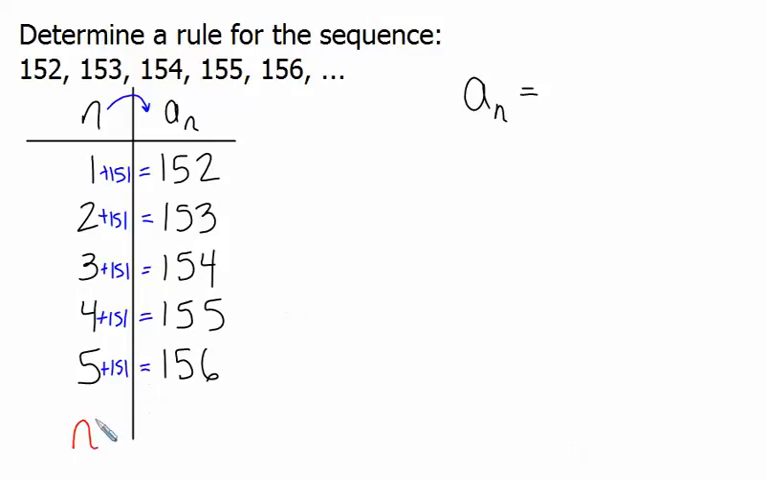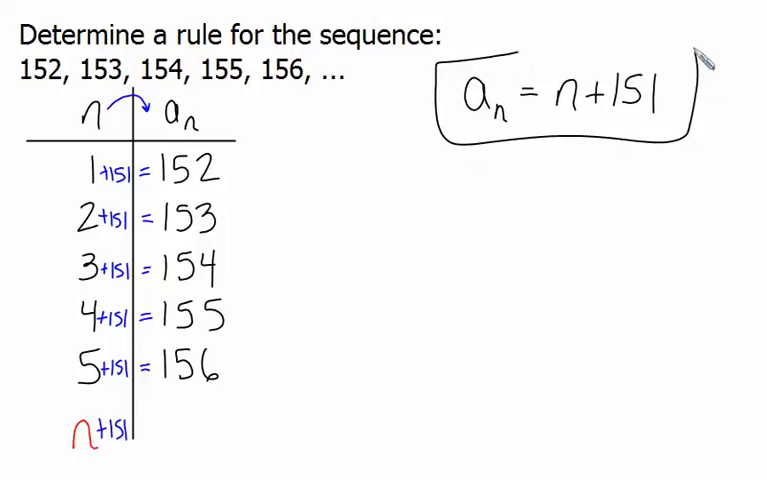So in this problem, it looks like we're adding 151 to the item on the left in order to get the item on the right, which means that our rule for a sub n is that we take n and we add 151. And that would be our final answer.